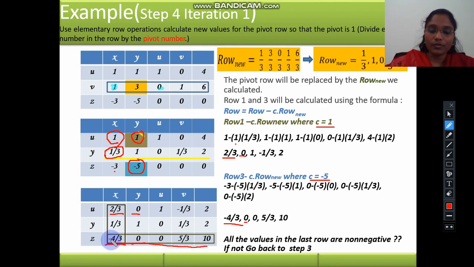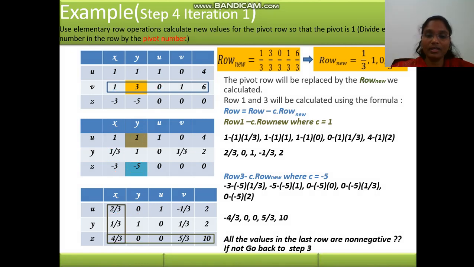So if all the values are non-negative, or if all the values are positive, then we have got the optimal solution. If not, we have to go back to step 3 and iterate again. So this is the first iteration. At the end of this fourth step, iteration 1, in the last row we didn't get all the values as non-negative. So we have to go back to step 3. So what is step 3?